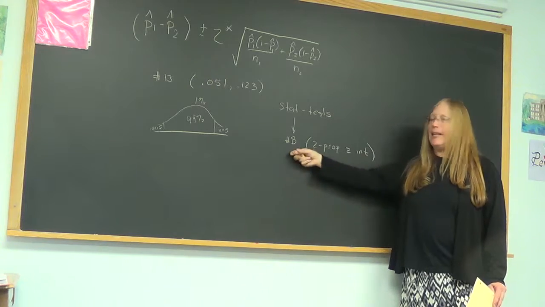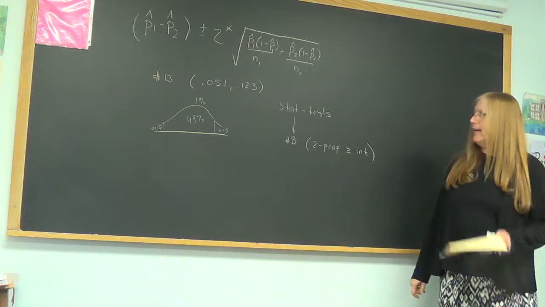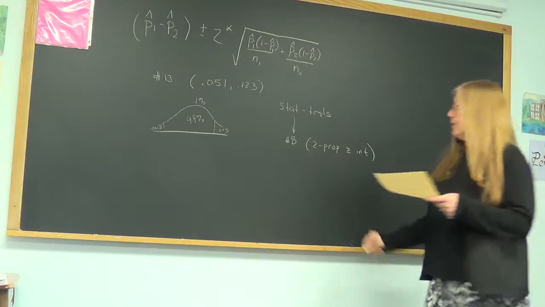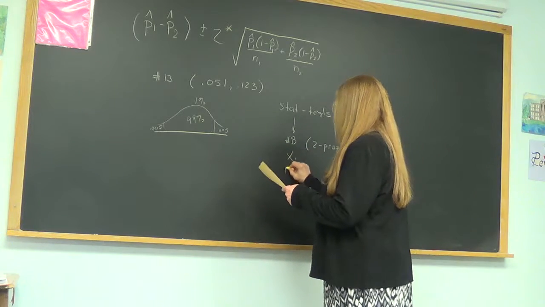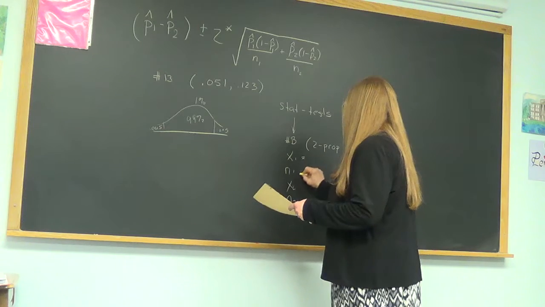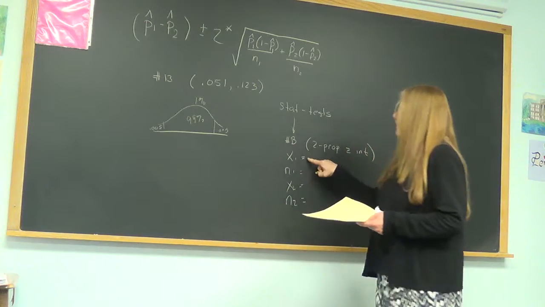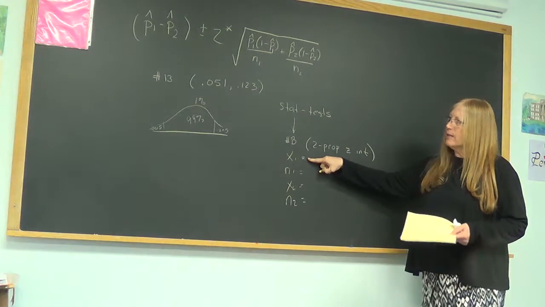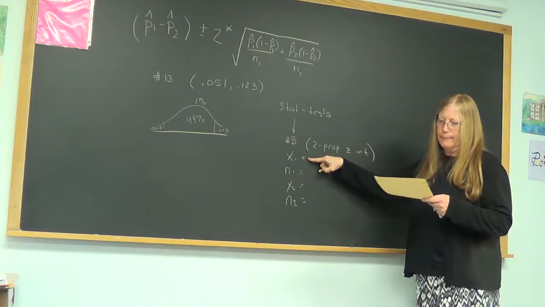So B is the correct one, and it will ask for x1, n1, x2, n2. Shannon, what was the sample on X, the first sample for 13?